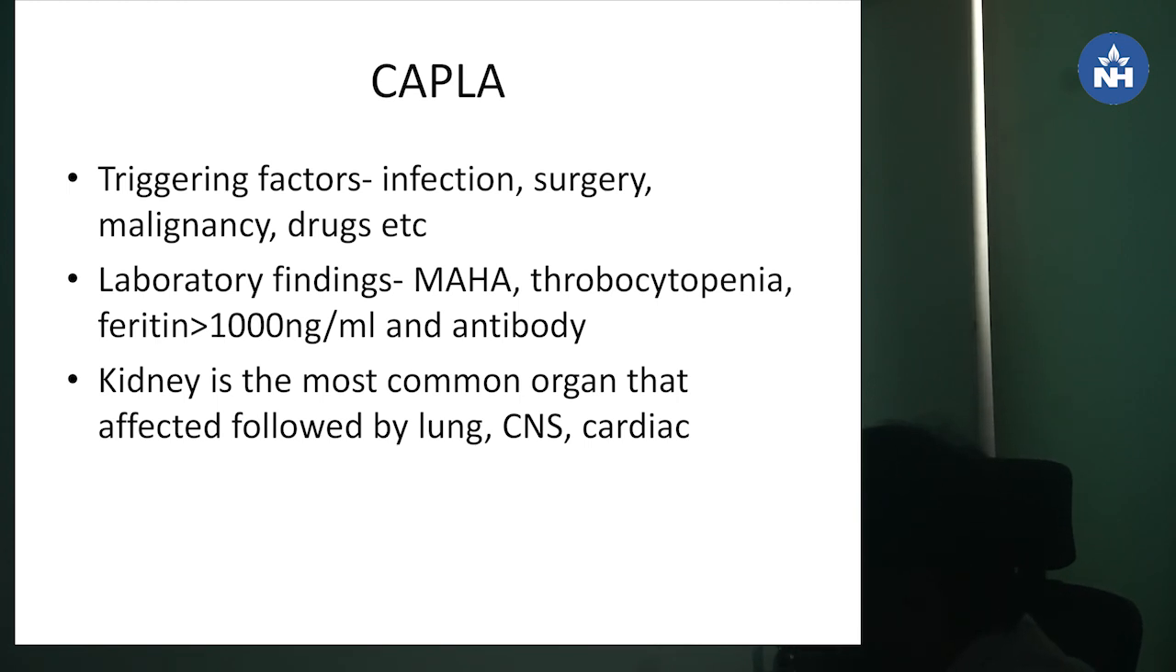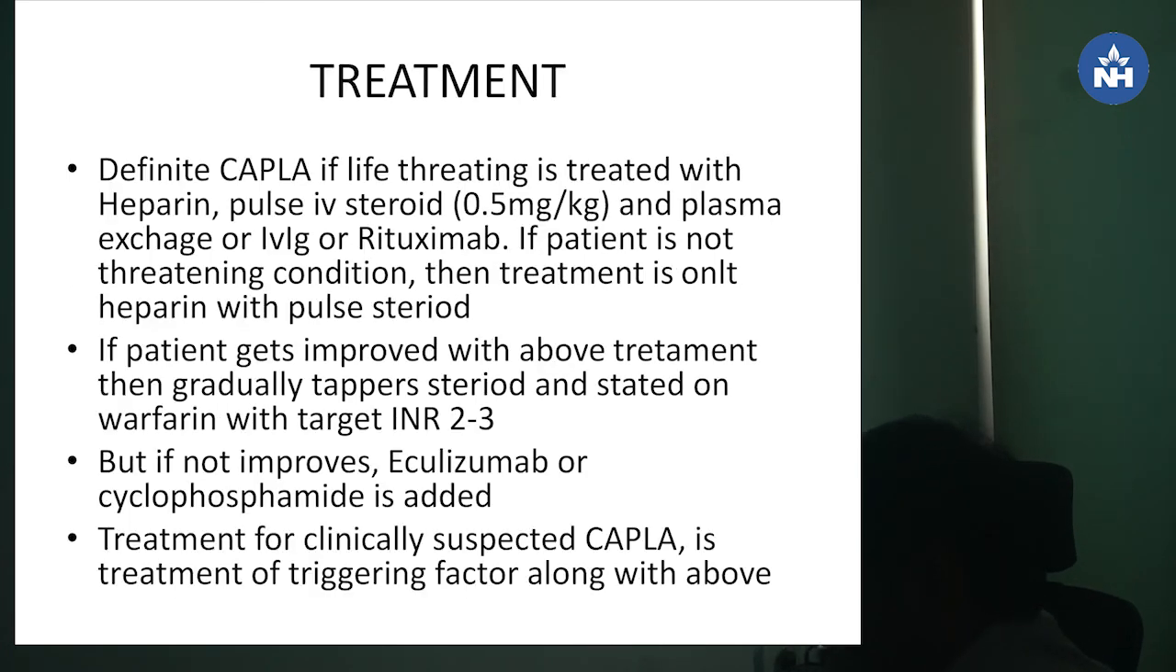Kidney is the most common organ affected, followed by lung, CNS and cardiac. Treatment: definite catastrophic APLA, if life threatening, is treated with heparin, pulse IV steroid and plasma exchange or IVIG or rituximab. If the patient's condition is not life threatening, then the treatment is only heparin with pulse steroid.